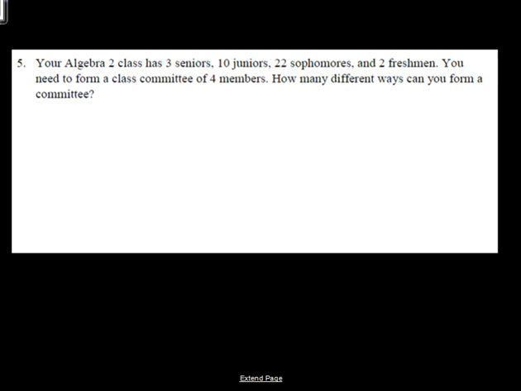Well, first I got to figure out how many people I have in the class. Well, I've got 3, 10, 22, and 2. So I've got to add all those together. So I've got to do 3 plus 10 plus 22 plus 2 to find out how many students I have. And that gives me 37 students. So I've got 37 items to pick from, and I'm going to go pick 4 of them.